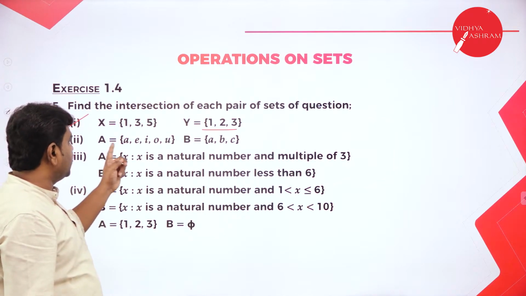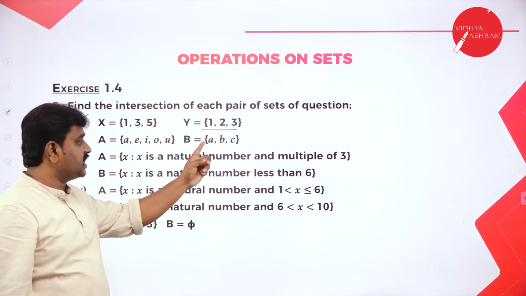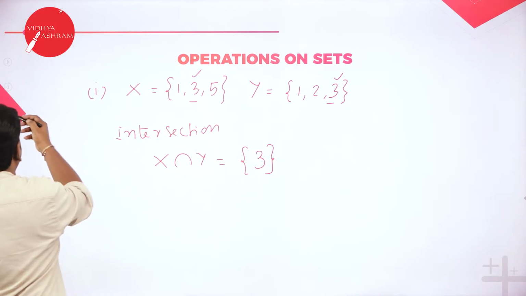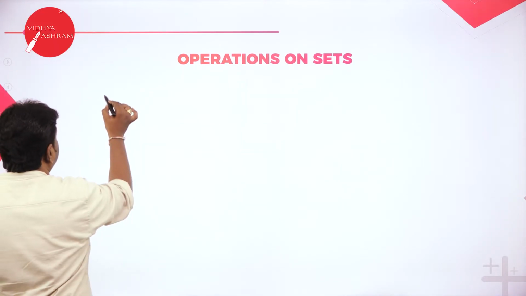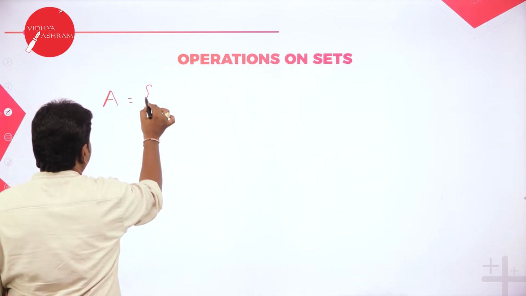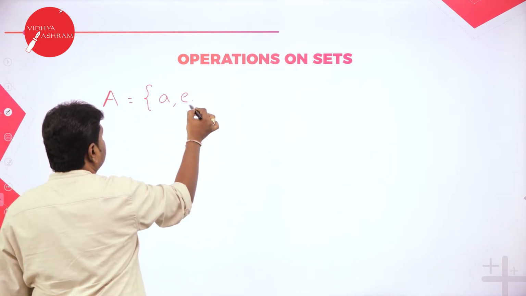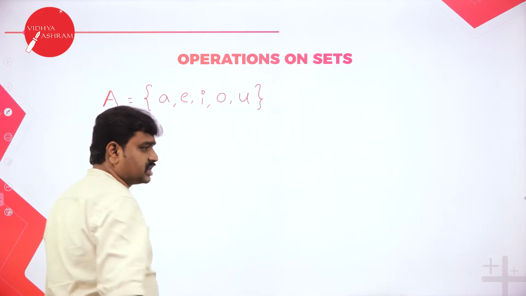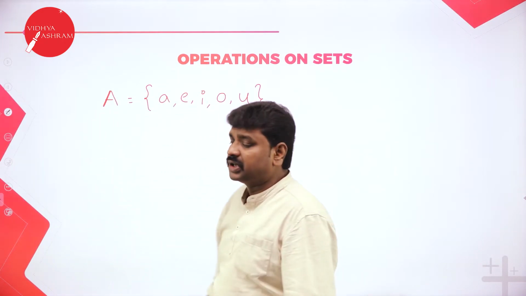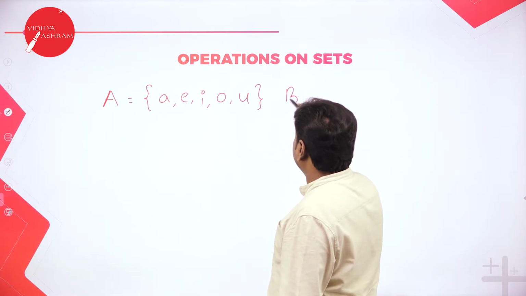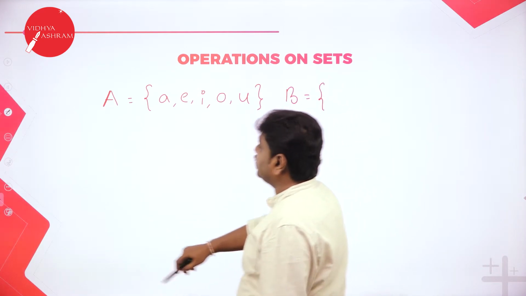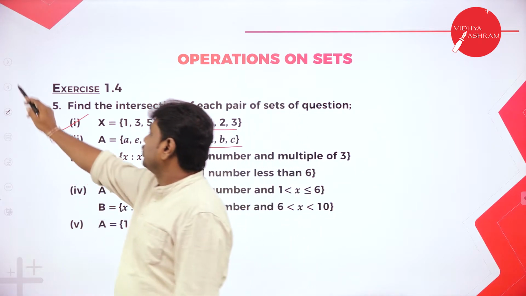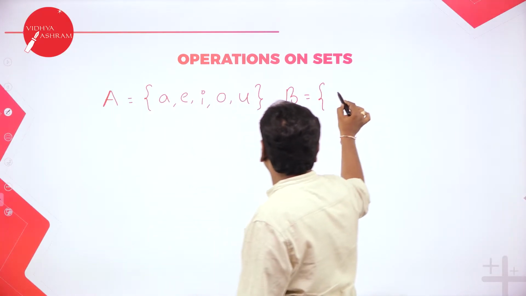Then second one. A is AEIOU, B is ABC. They want you to find intersection. So now second one. Capital A they gave, set A is A, E, I, O, U. These are the vowels of English alphabets. They gave it as a set. And B they gave, what is B given? Check what is B given. B they gave ABC.